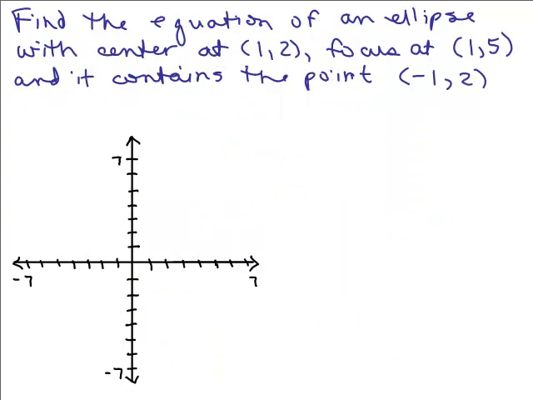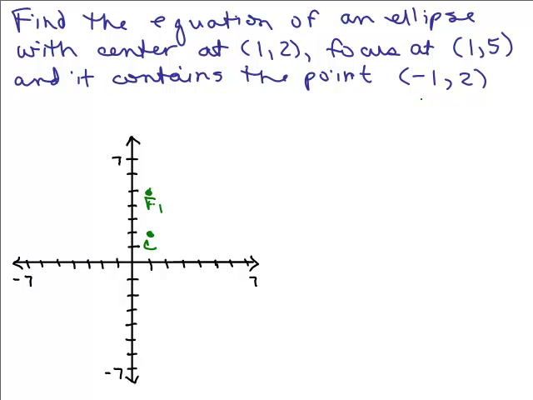All right, so here's our next problem. Find the equation of an ellipse with center at 1, 2. Okay, so if the center is at 1, 2, let's go ahead and see where that is. That's going to be right here. That's my center. The focus at 1, 5. Okay, that's going to be up here. So that's a focus.